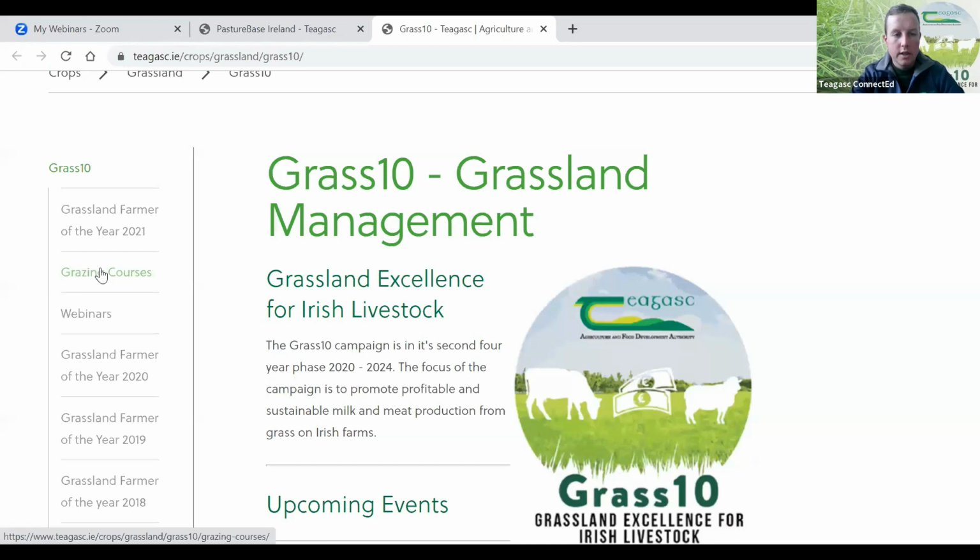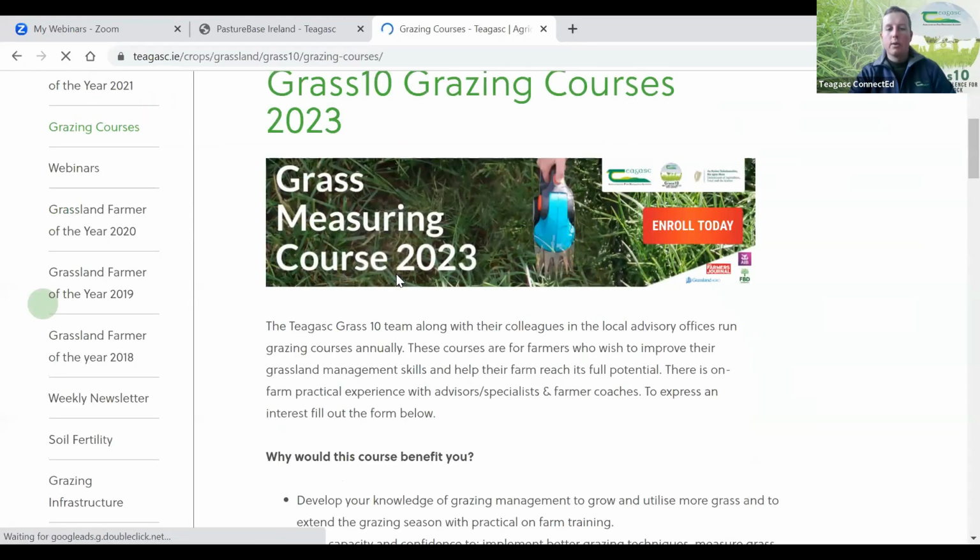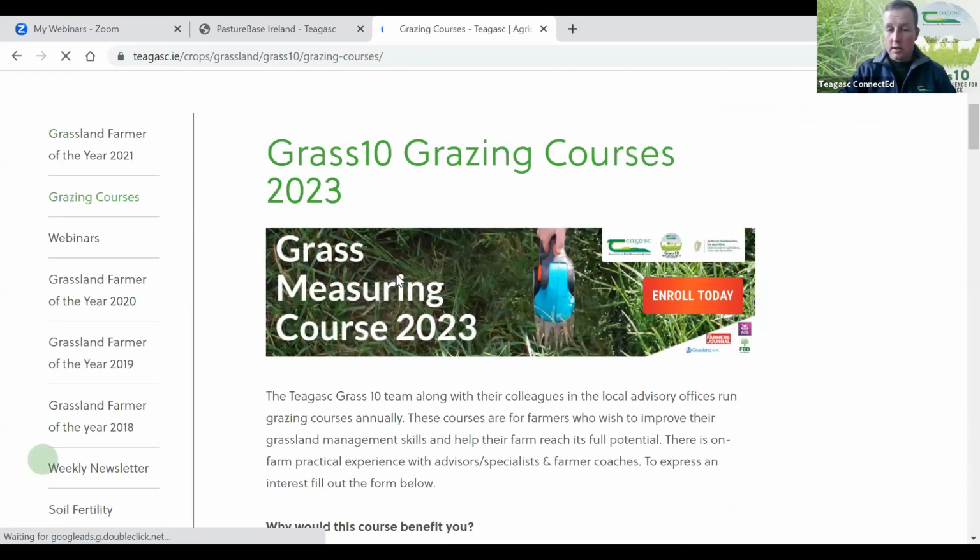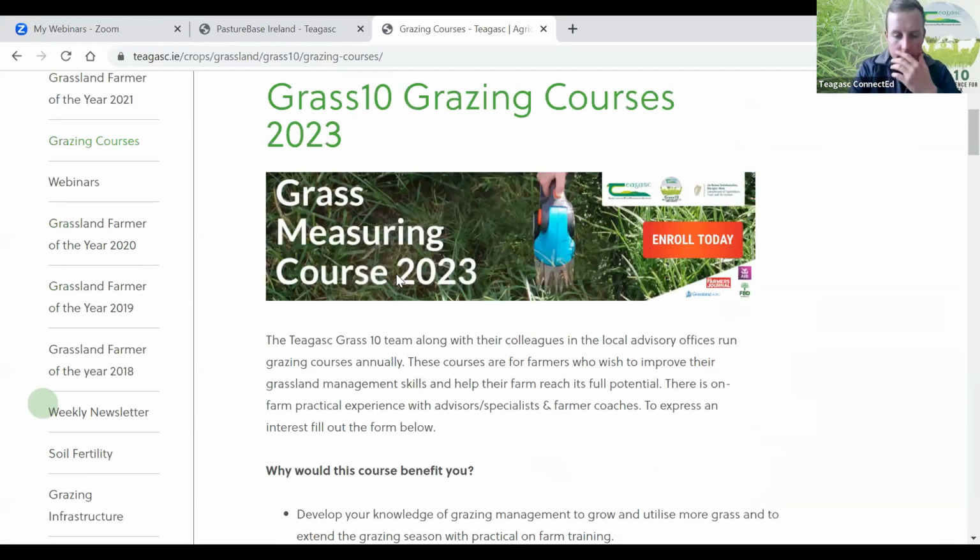So we would just want to highlight the grazing courses. This is again the Grass10 section of the web page. If you go into grazing courses, we've been running Grass10 courses and grazing courses for the last 4 years, but we're actually enrolling now and listing for this year for new people to join the courses.